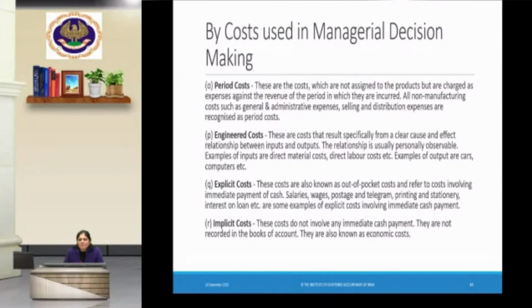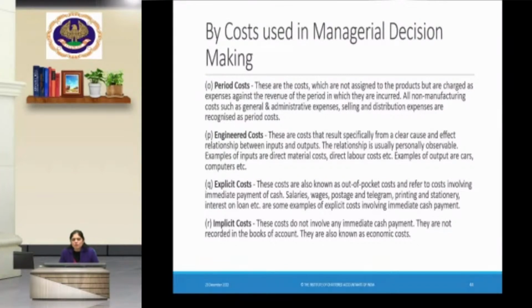Engineered costs are basically those costs which have a clear cause and effect relationship. So all my direct costs, like if I'm purchasing 100 units of raw material, it should manufacture 1000 units of finished output. So that's the difference between engineered and discretionary cost. Discretionary cost, we cannot have a clear-cut input-output relationship. But engineered cost, we can have a clear input-output relationship. This is the input and this should be the output. Right? Those are engineered costs.